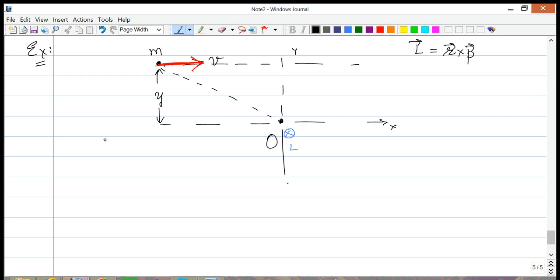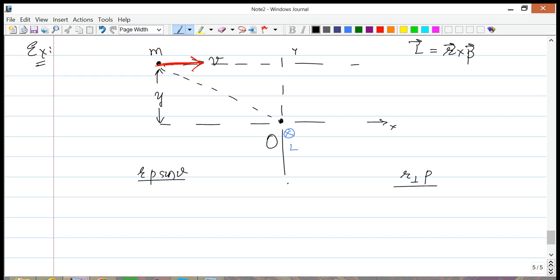And we'll do the magnitude by using both methods. We'll use r p sine theta first, and then we'll use r perpendicular times p, and both of them should give us the same answer. We'll see which one's easy. You decide, you be the judge. So r p sine theta first.